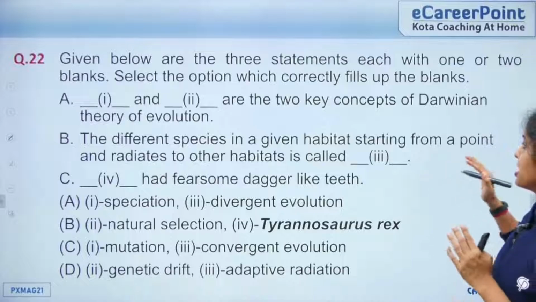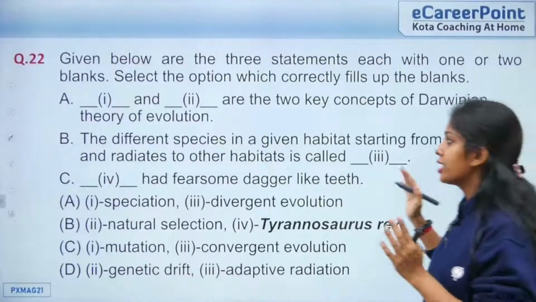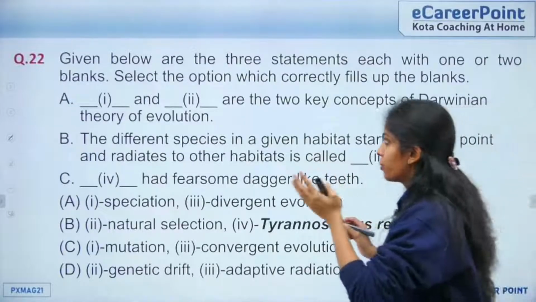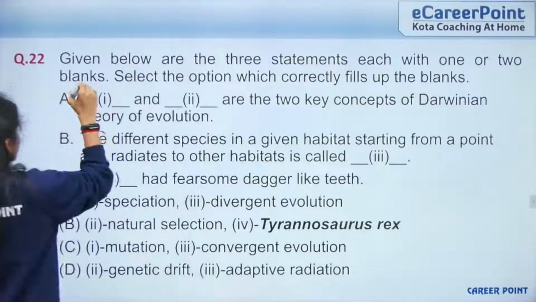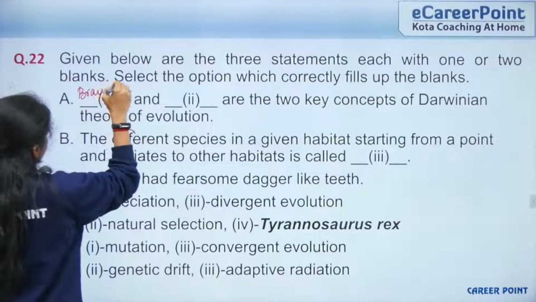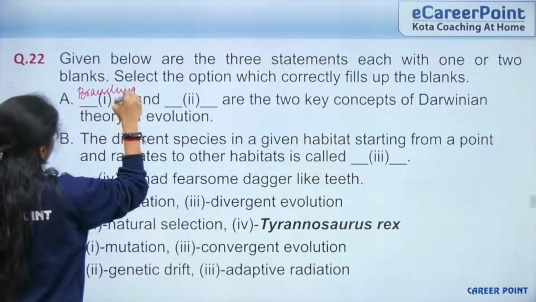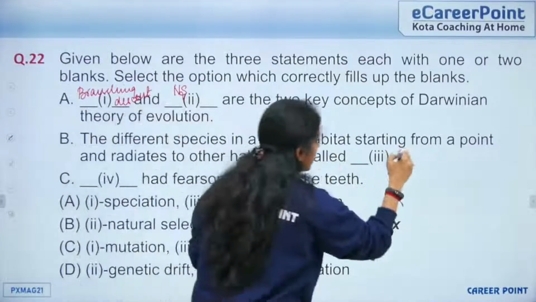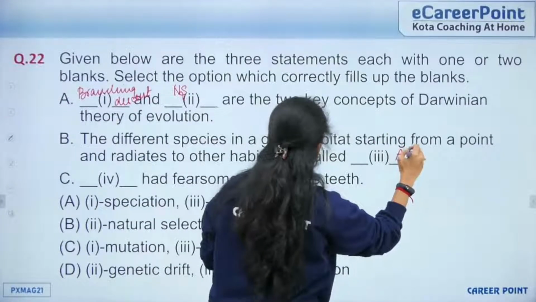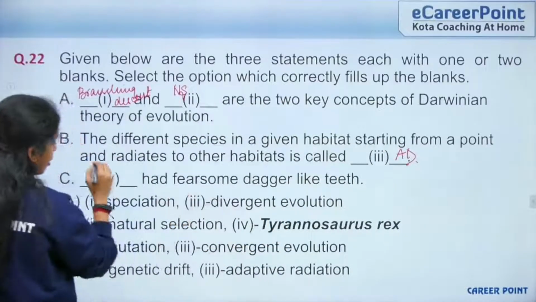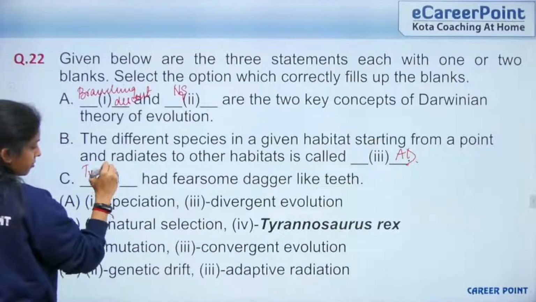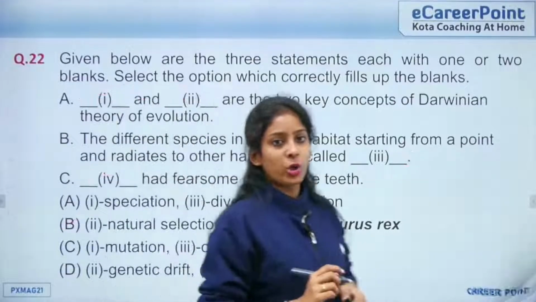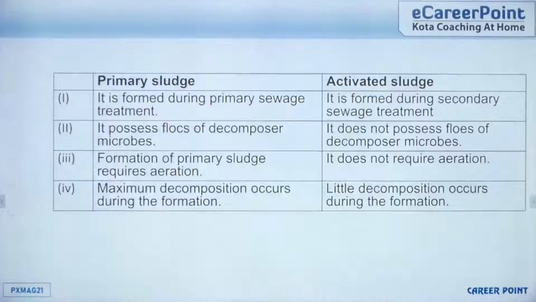The different species in a given habitat starting from a point and radiating to other habitats is your adaptive radiation. So it should be two. So this is branching descent. Second one is natural selection. This is adaptive radiation. And this is your Tyrannosaurus rex. So the right answer is option B, right? So we go to question 23, the last three questions.